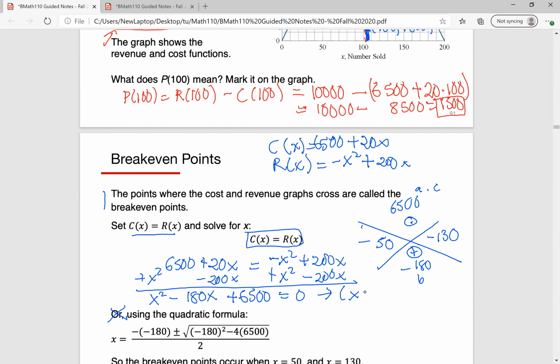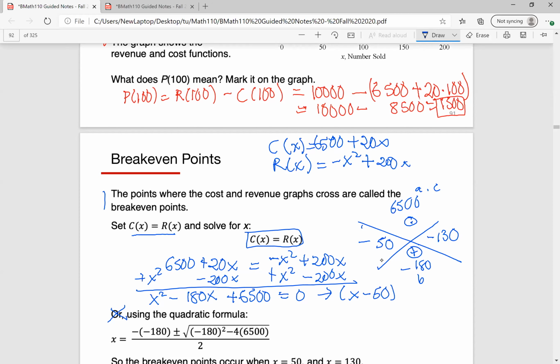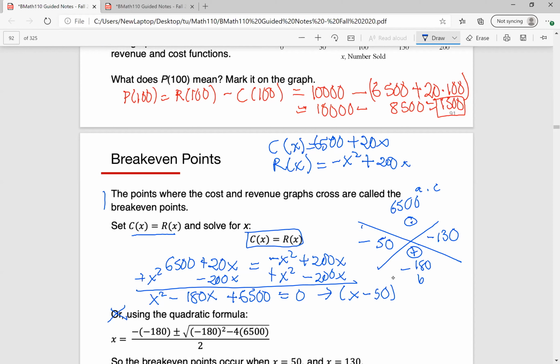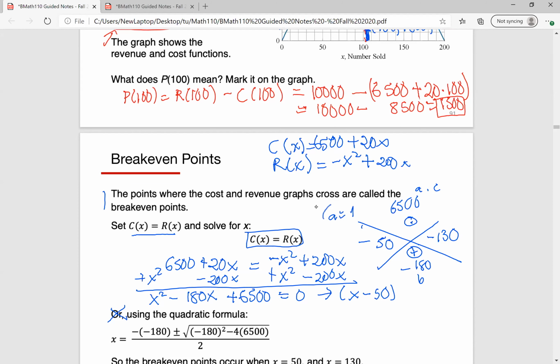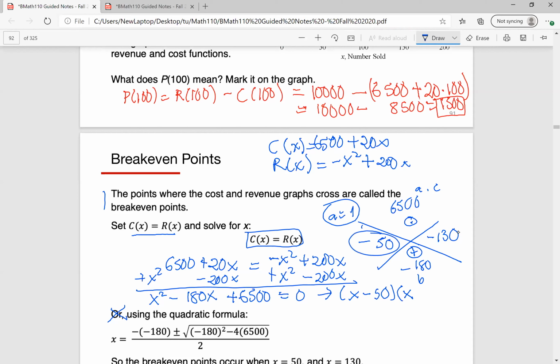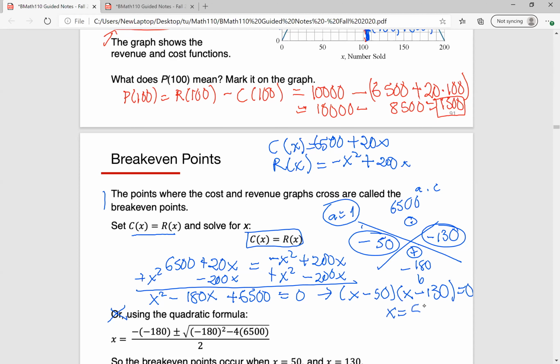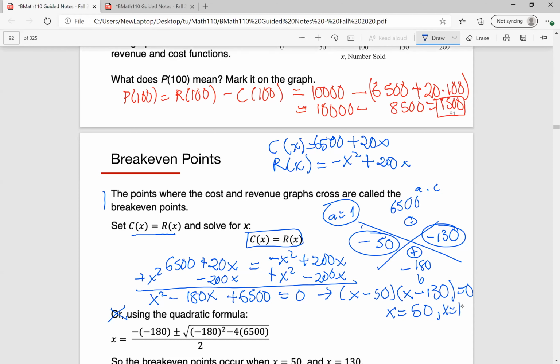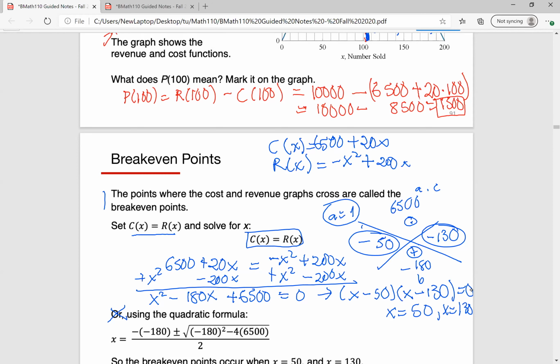Okay, now since you can find it already, you can have the factored form as x minus 50. Remember that in this case we have a equal to 1, so you can right away factor in the format x, adding these two numbers, but these are negative, so x minus 50 times x minus 130 equal 0, right? So then you can easily have x equal to 50 and x equal to 130 by using factoring.